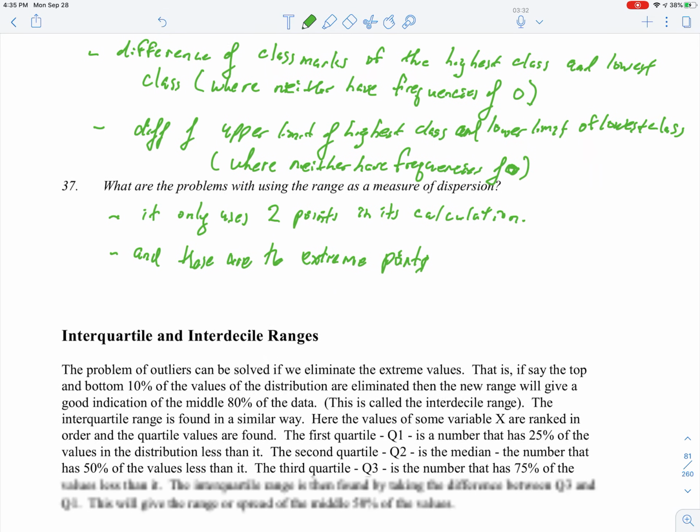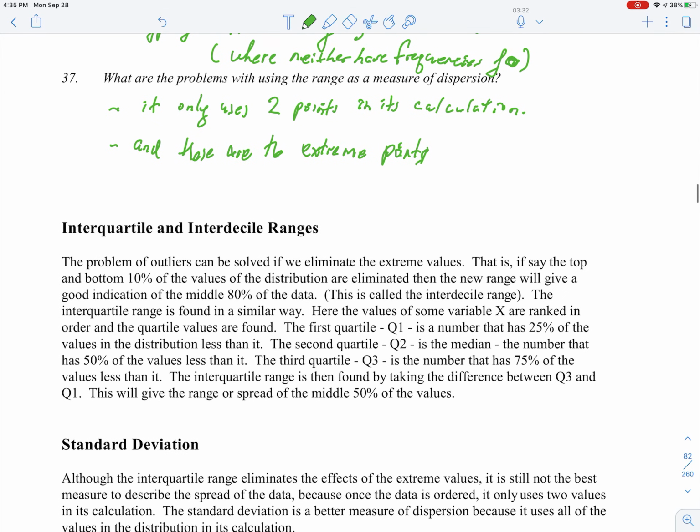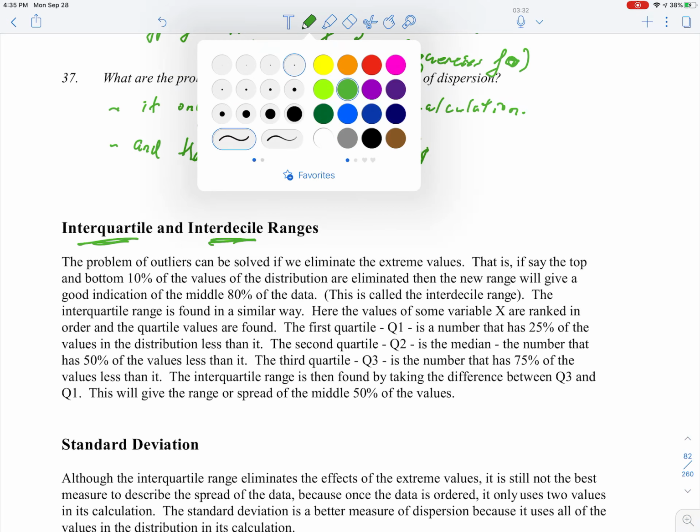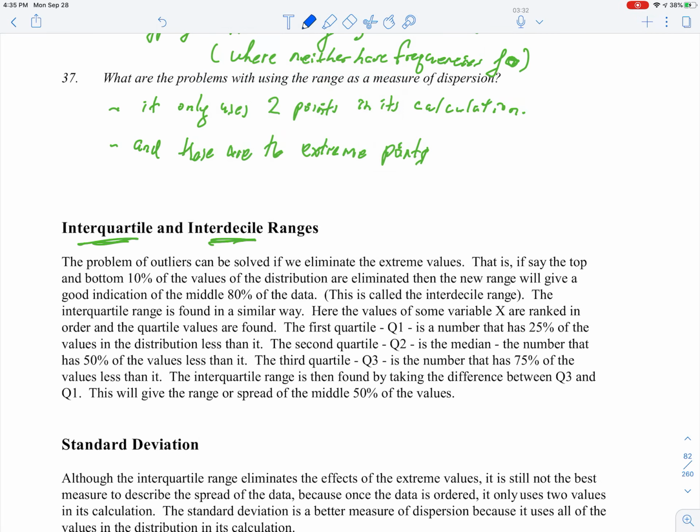So what can you do about that? Well, there are a couple of things that you can do. You can knock off the ends. And so the interquartile range and the interdecile range do that. Now, what the interquartile range is, let me just change colors here for a second. If you had all of the numbers on a number line, think of a dot plot, and then you divided that into quarters, so you've got 25% of your values here, and then you've got 25% here and 25% here. So a quarter in each.